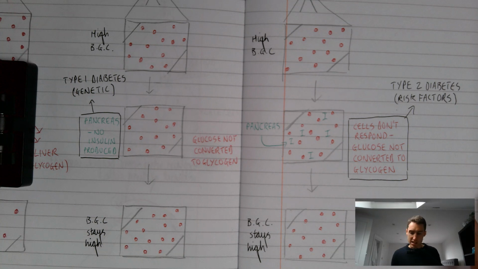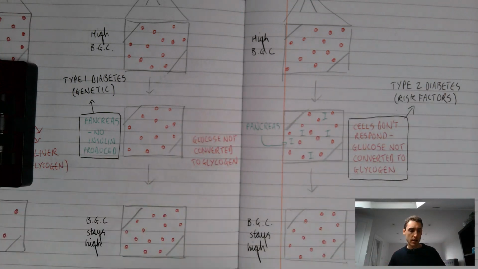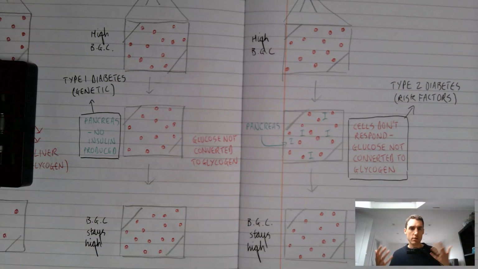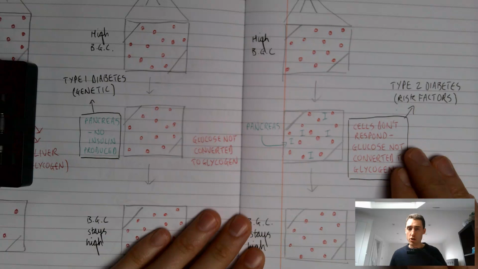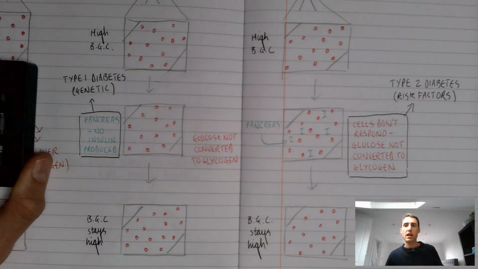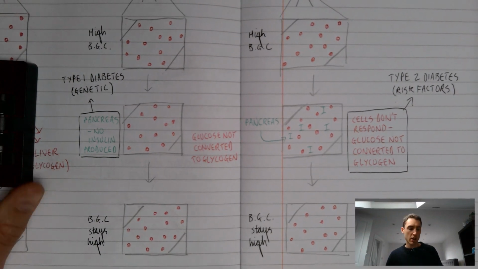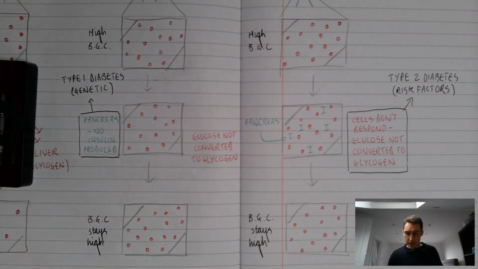I suppose the last thing to say is that with both of these, there are genetic factors. So type 1 is obviously a genetic condition, whereas type 2, some genetic groups are more at risk of developing type 2 diabetes, and that's worth emphasizing as well. Again, not just from a science point of view, but from a public health point of view too.